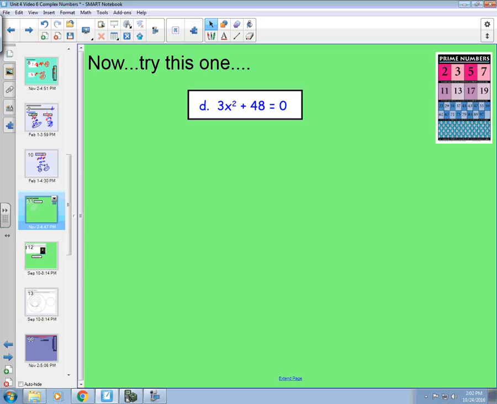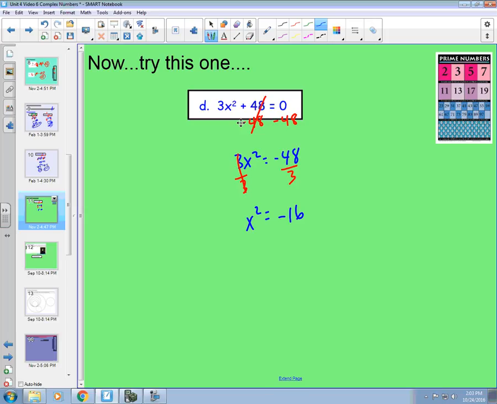All right, let's look at D. Looks like another pretty similar problem, so let's try this one. We need to subtract 48 to start with. That cancels, and I get 3x squared equals negative 48. Looks like we want to divide by 3. That cancels, and I get x squared equals negative 16. Now take the square root, so you're going to get plus or minus the square root of negative 16. And so is the answer then 4 and negative 4?